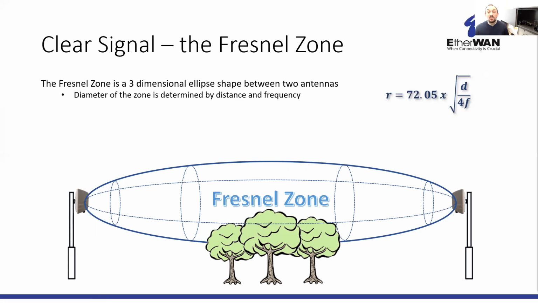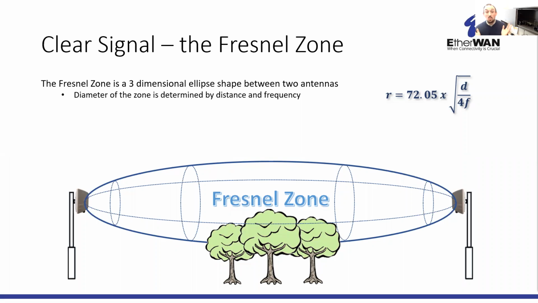So it's roughly 72 times the square root of the distance you're traveling over 4 times the frequency. This is an easier calculation for us. We do our backhauls generally at 5 gigahertz. So it's the square root of your distance divided by 20, times 72.05. So we can help you with that calculation. It's not something that you're probably familiar with.